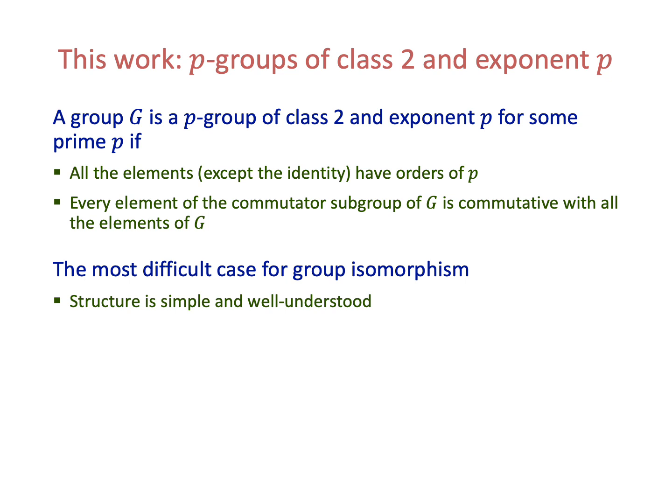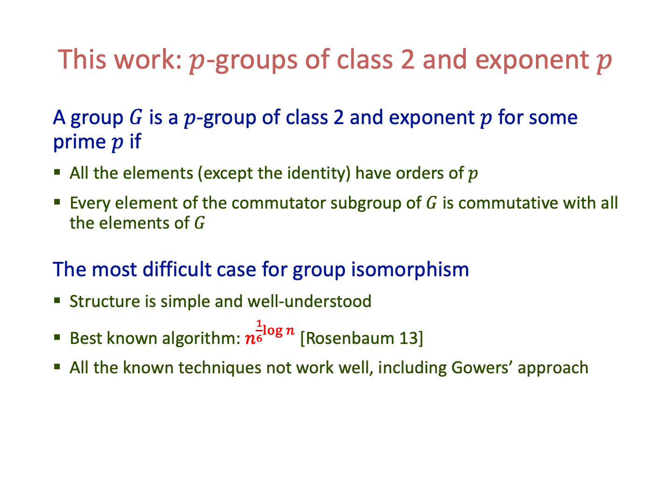P-groups of class 2 and exponent p have long been identified as the most difficult case for group isomorphism. The structure of this group class is much simpler than general groups, and pretty much well understood. However, with these structural properties, the running time for this class is n to a power of 1/6 of log n. No significant improvement compared with general group isomorphism. More importantly, all the known techniques for group isomorphism do not work well on this special class, including Gowers' proposed method.